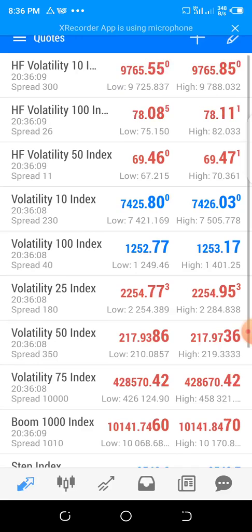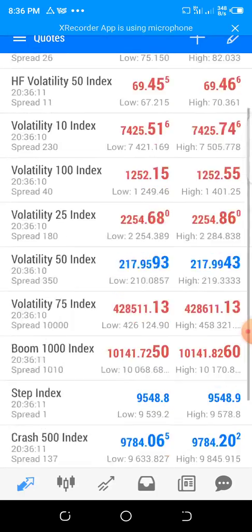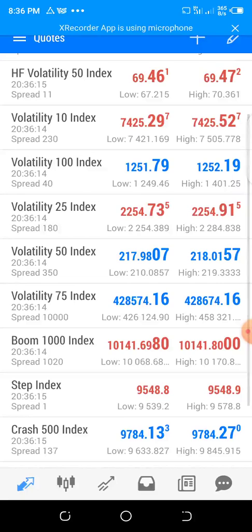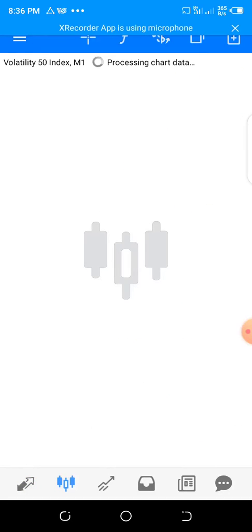So at the same time, you can use alligator for volatility. Let's see Volatility 50 Index. You can use it for a buy and a sell. So when one is above the alligator, you buy. When one is below the alligator, you sell.